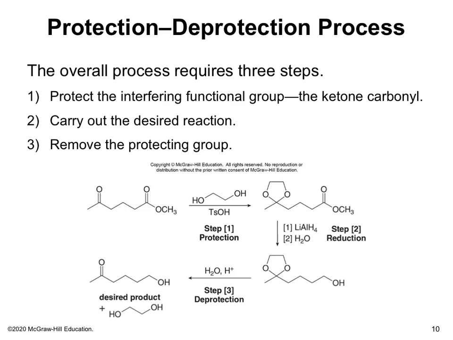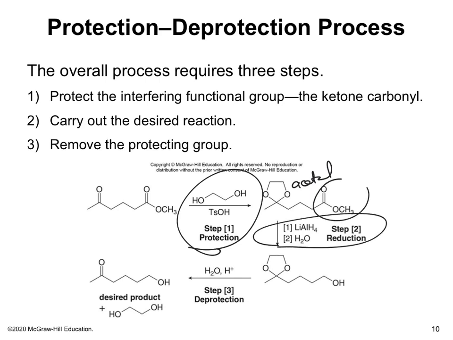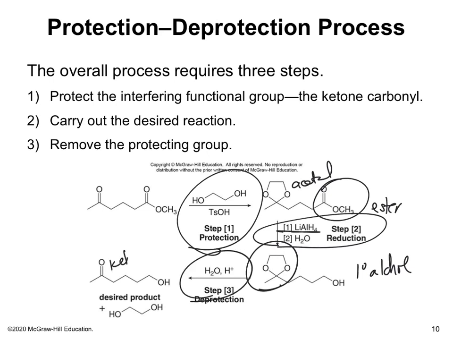And that's what you're seeing here. Step 1 is protection as the acetal. Step 2 is reduction of the ester to the primary alcohol. This is a strong reducing agent. And then deprotection of the acetal back to the ketone. And this is the strategy in which you need to use protecting group.